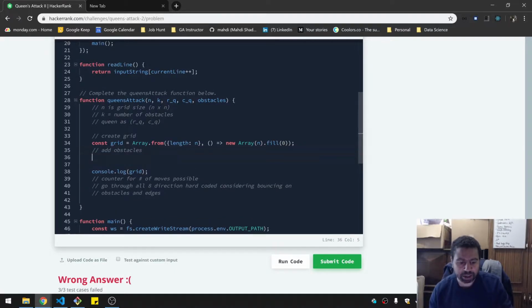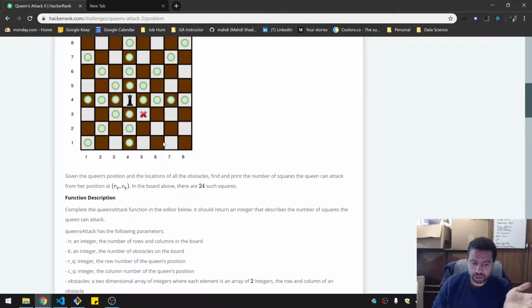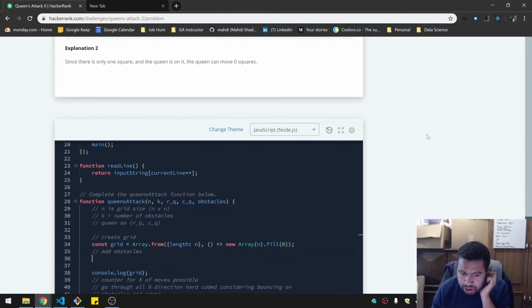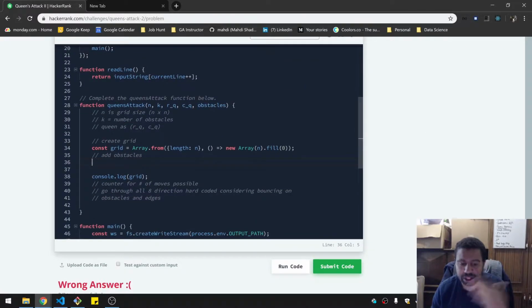So I need to add my obstacles. The column is fine. The columns are the same, but the row is kind of inverse. It doesn't really matter if it's 1 to 8 that way or 1 to 8 this way. I don't think it matters actually, because I don't need to return the positions. I just need to return the number of moves. So it's kind of irrelevant how I implement it, as long as I'm consistent.